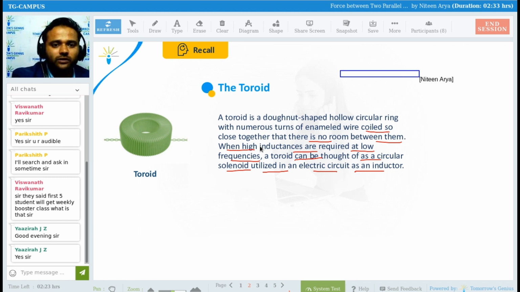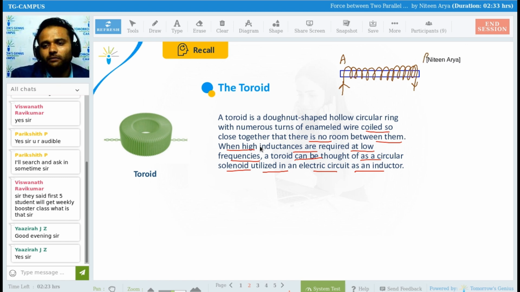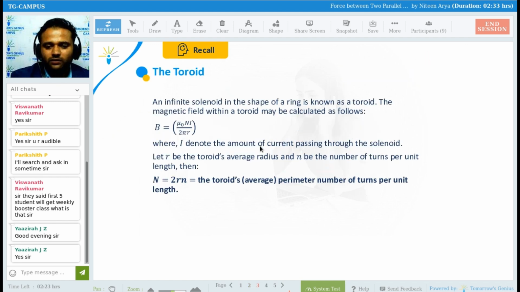Suppose this is your one conductor, and in this particular conductor, if I wrap my wires like this, this is a solenoid. This is my solenoid, current going in, current coming out. If I join my particular A end with the B end, this particular end with this particular end, it will look like this. Is this clear, everyone? So that is a toroid, nothing else.